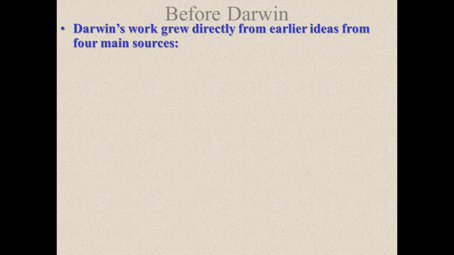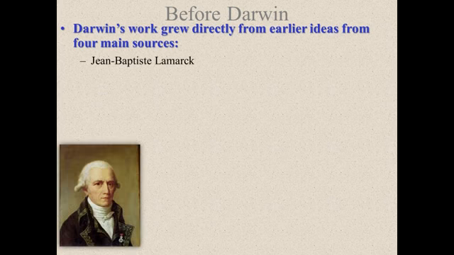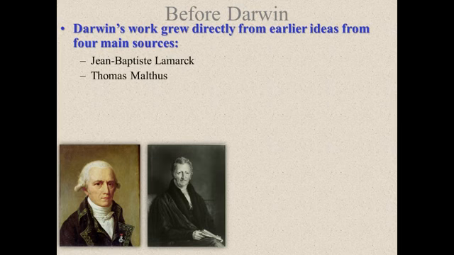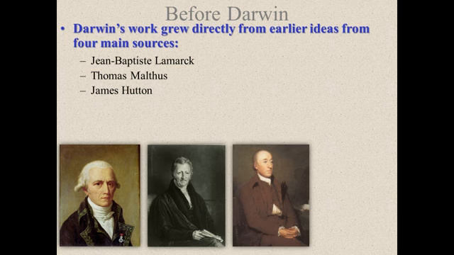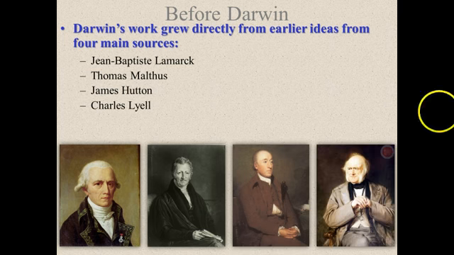And leading up to his ideas about natural selection, there were really four main people that we're going to talk about that are important to understand, that had ideas that led to this. The first one is a guy named Jean-Baptiste Lamarck, who was a French fellow. And then there was another guy who lived a little bit before Darwin, whose name was Thomas Malthus. The third one was James Hutton and Charles Lyell.